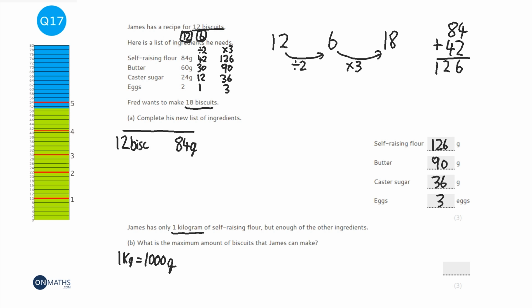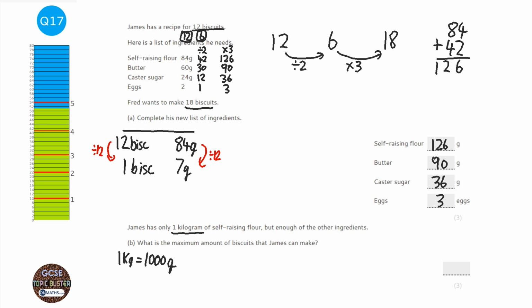So I want to work out how much 1 biscuit would be. So I'm going to divide both of those by 12 so that I can work out exactly how many biscuits I can make. So it's 84 and then divide it by 12, which you can do any method you want. The answer will be 7 grams. So 1 biscuit's going to be 7 grams.